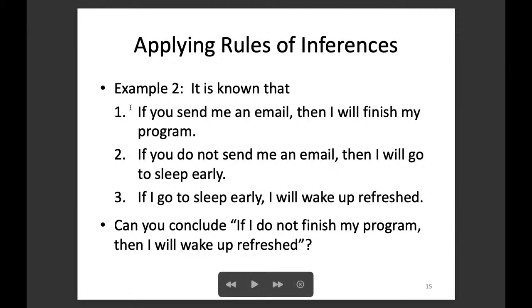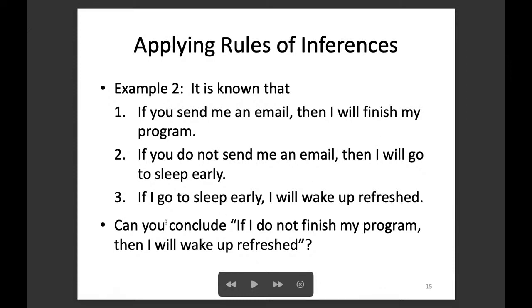So here in this example, I have 3 facts that we know. The first one says that if you send me an email, then I will finish my program. So let's say I'm a programmer and you are my boss. If you send me an email talking about this program, then I will finish my program. But on the other hand, if you, my boss, do not send me an email, then okay, good, I will do nothing and I can go to sleep early. And then the third one is, if I go to sleep early, then I will wake up next morning feeling refreshed. Okay, so let's say these are 3 facts.